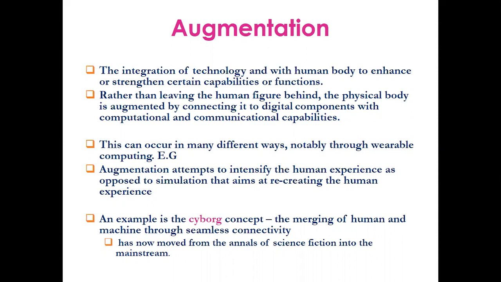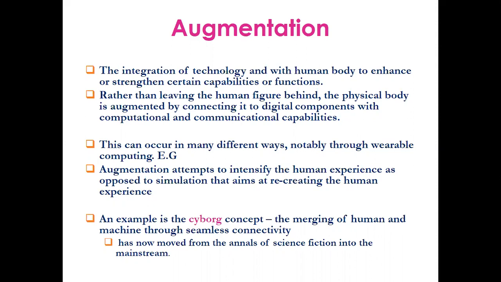So augmentation is the other arm, and this is the integration of technology with the human body to enhance or strengthen certain capabilities or functions. Unlike simulation, which is designed to imitate the human being or do what the human being does from head to toe, augmentation is made to be attached to the body to enhance its performance and strengthen its capabilities, so that what you could not do, you would now be able to do. So the machine doesn't do everything for you, it only helps you to do them.